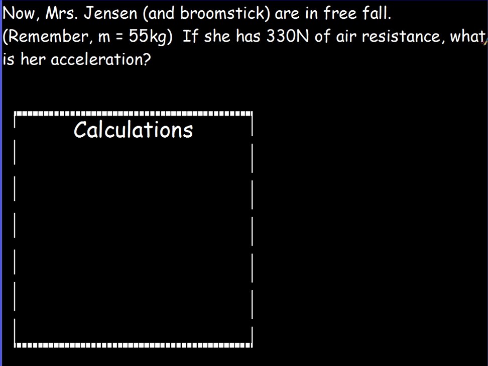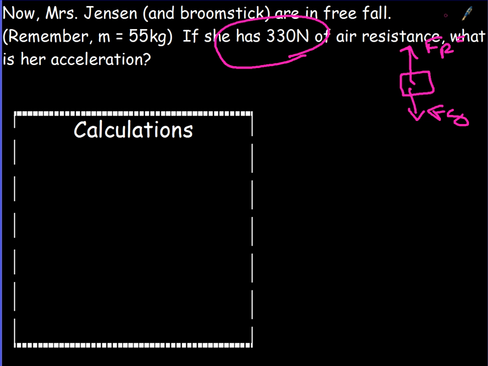Now, Mrs. Jensen and her broomstick are in free fall. If she has 330 newtons of air resistance, what's her acceleration? Let's draw a free body diagram of this one. We have Fg going down, and then we have friction. This friction is 330 newtons. Alright, so what's her acceleration now? Well, there are several ways we can do this. First, let's calculate the weight. Fg equals mg.